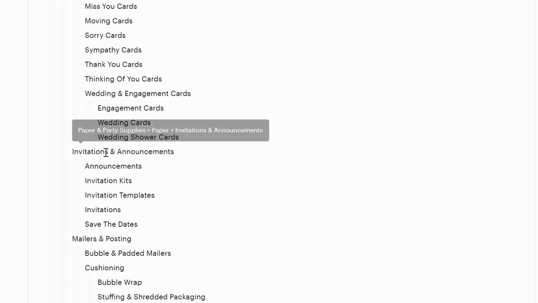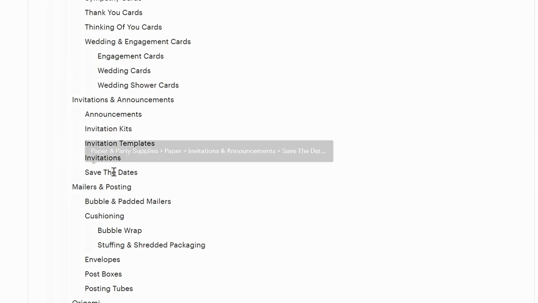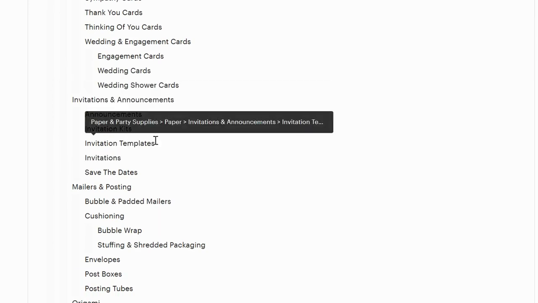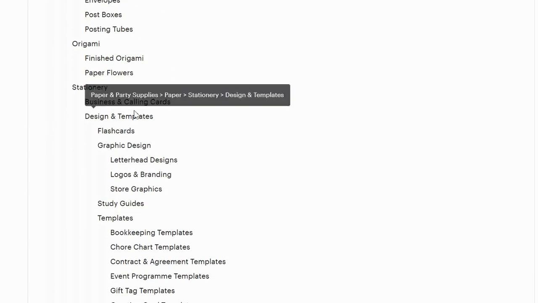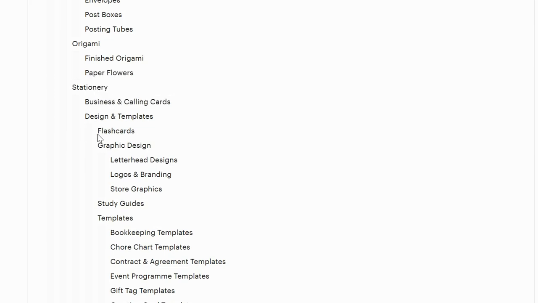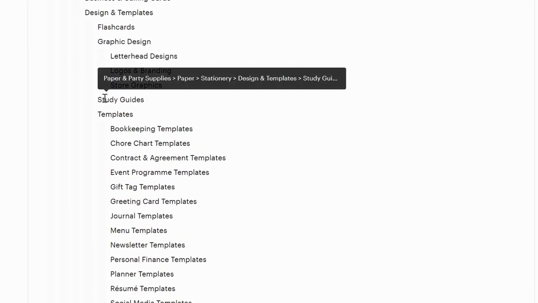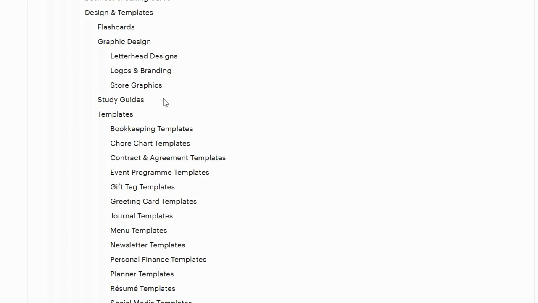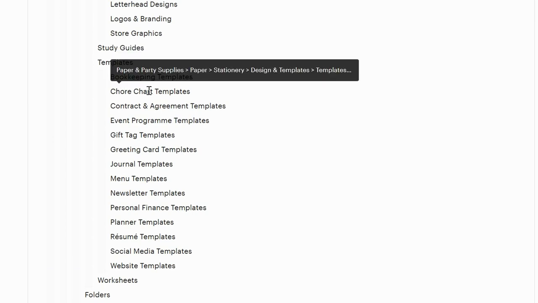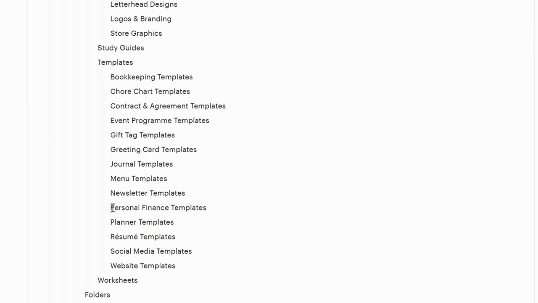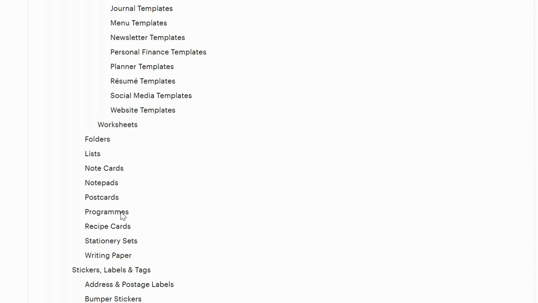Moving on, we've got invitations and announcements. You're definitely going to find digital invitations and printables within this invitation and announcement niche. Going deeper, we've got announcement and invitation kits, invitation templates, and save the dates. Scrolling down again, we've got stationery. We might want to make digital business and calling cards or flashcards or letterhead designs, study guides, definitely digital product based. And then we've got the templates niche. If you are trying to look for templates, this is going to be a great place to start as well. You might want to go into the bookkeeping niche or the chart niche, contracts, journals, menus. So the list goes on and on and on.